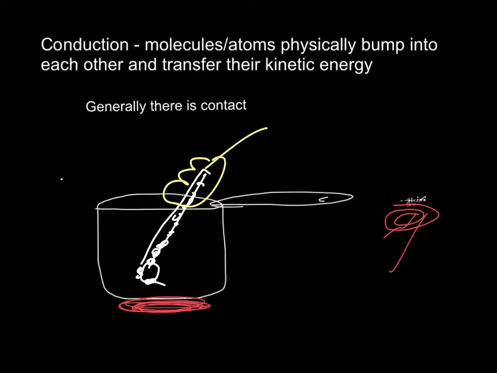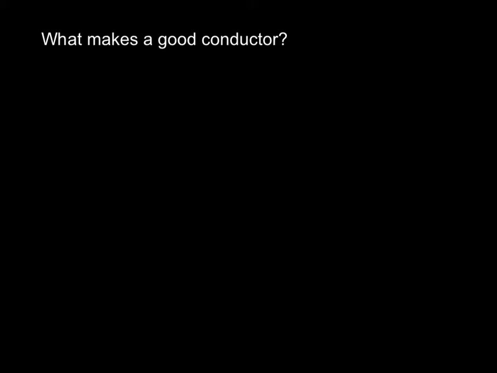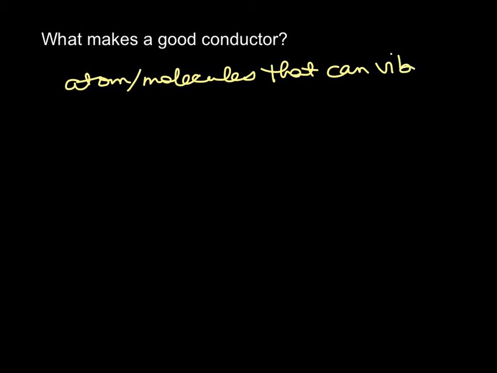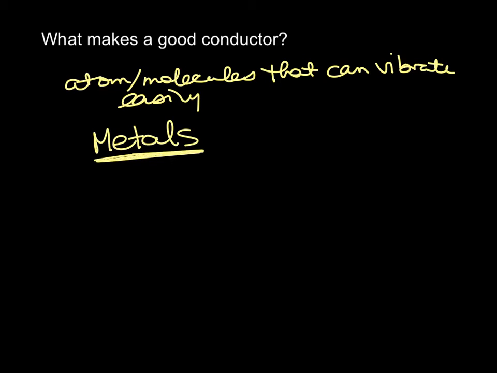But what do we generally put on metal spoons so that we can touch them? Generally, we put plastic on them. So what makes a good conductor? Good conductors are materials that have atoms or molecules that can move freely. They can vibrate easily. Okay, and this happens best in metals. Metals are our best conductors.